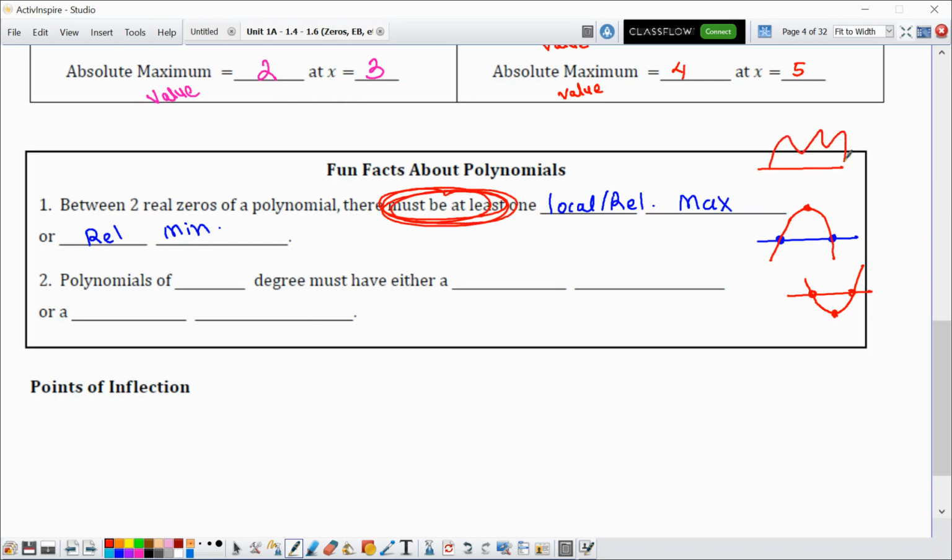It's also possible that you go up and down and then come down, so there are 1, 2, 3, 4, 5 relative extrema. But between two zeros, there is at least one.